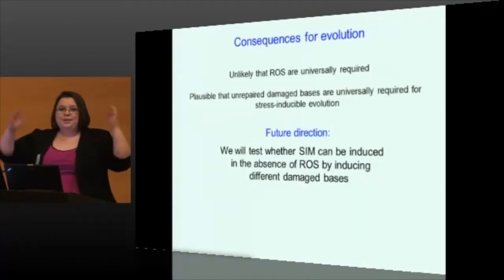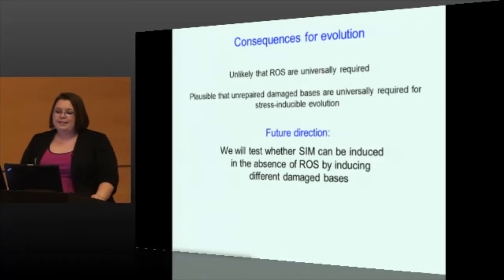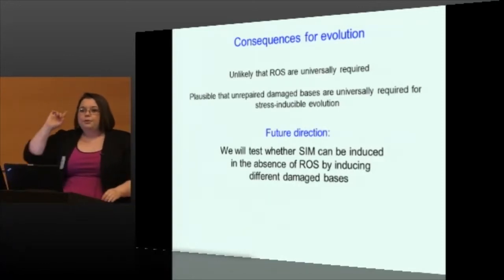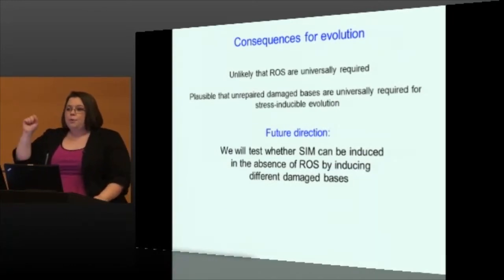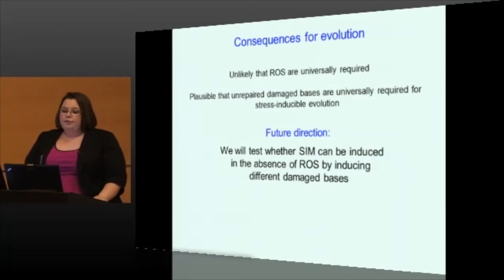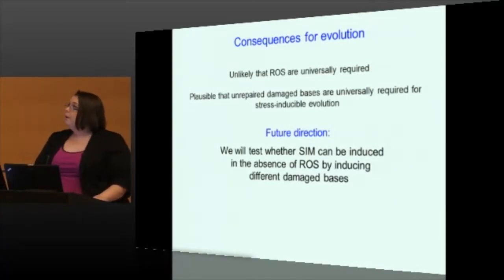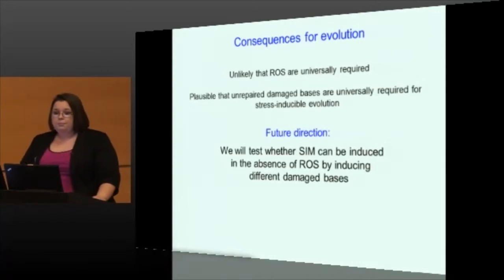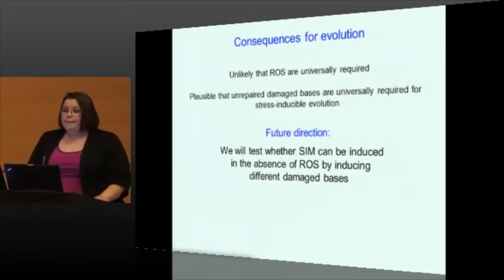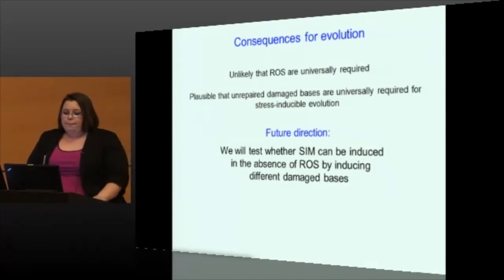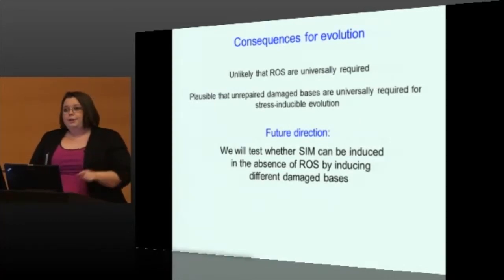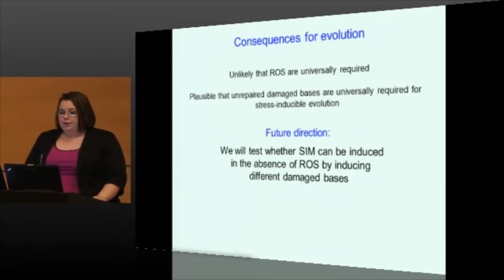Now, what does this mean to the astrobiology conference that I'm at? Microbes are the first forms of life on a new planet, right? The main thing that's going to drive their evolution is the environment that they're in and the stress that puts them under. We think it's pretty unlikely that reactive oxygen species are universally required, because there are plenty of environments where oxygen's not present. But it is possible that an unrepaired, damaged base is universally required for environment stress-induced evolution.